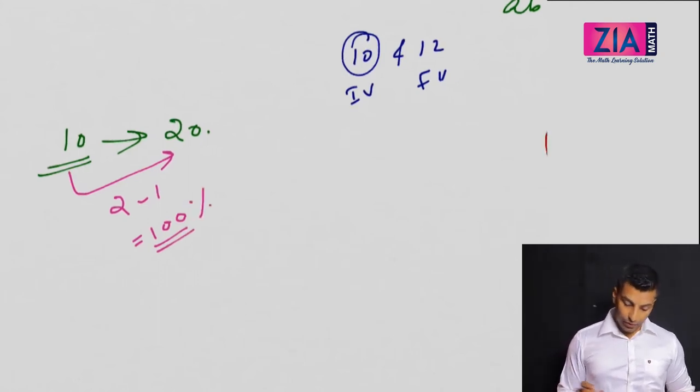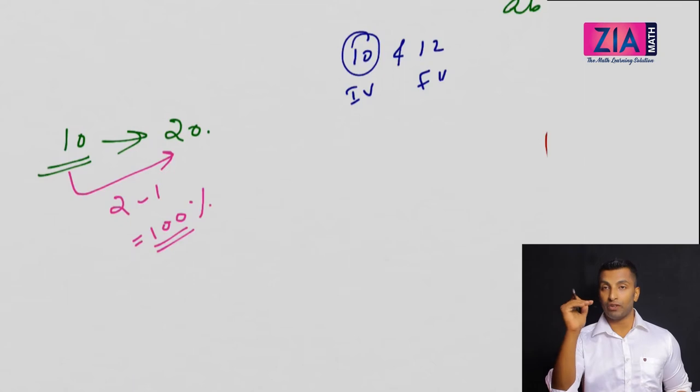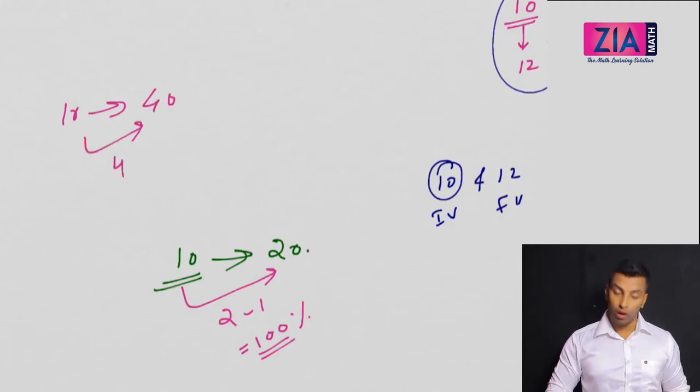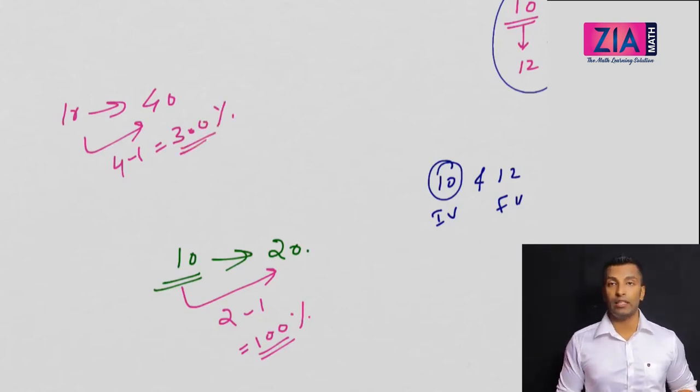So 10 to 20: what is the factor of multiplication? Minus 1. Add 2 zeros. In any case, with two values, find the factor of multiplication, minus 1, add 2 zeros. Let's take 10 to 40. What is the factor of multiplication? 4. Minus 1 is equal to 3. So add 2 zeros, 300% change. That's how you'll calculate the change faster.